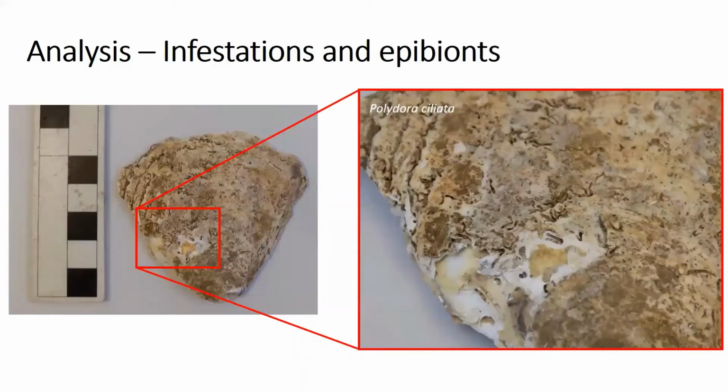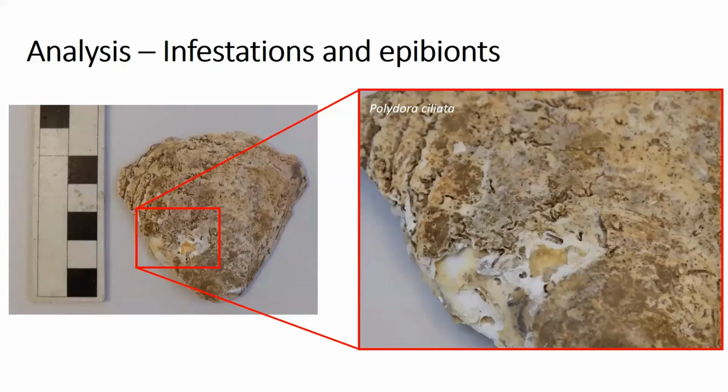The second group of analyses is my favorite, and this is the infestations and epibionts. So all the little critters that have interacted with the shell whilst it was growing in the sea. So while it's in the sea, the shell is vulnerable to attack or colonization from all the other sea creatures that are living around it. And there's lots of different ones, but I'll just highlight a few.